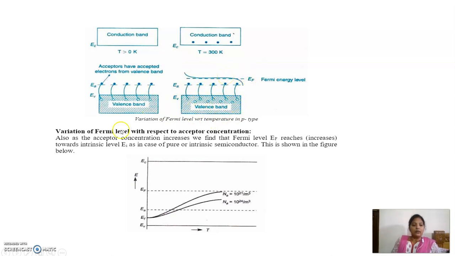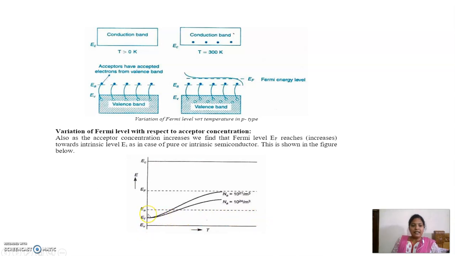Because of this reason, we say that in p-type the majority charge carriers are the holes. Now we will discuss the variation of Fermi level with respect to the acceptor concentration. In the case of a p-type semiconductor, the Fermi level is located exactly in between the acceptor energy level and the valence band. That is, EF is equal to (EA plus EV) by 2. This is the position of the Fermi level in p-type.